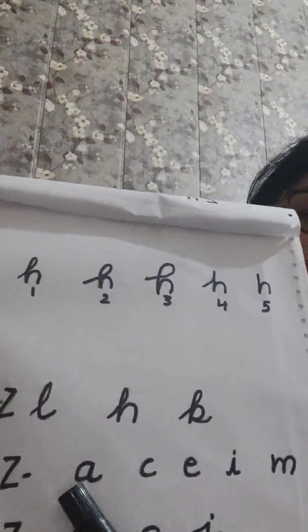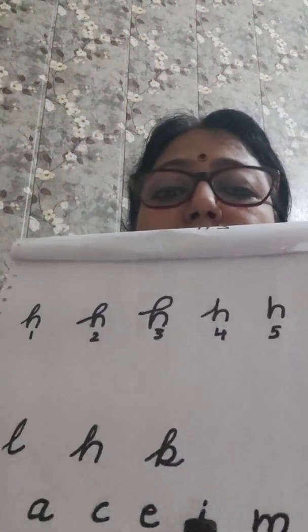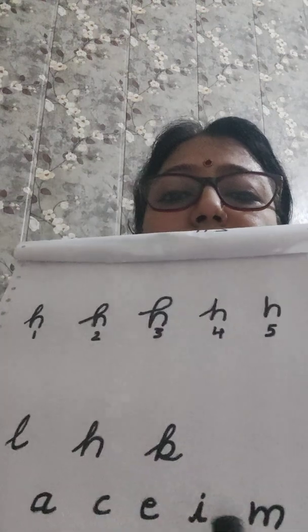And the next thing is, middle zone letters are, like suppose I have written here some letters. They are middle zone: A, C, E, I, M. These are middle zone letters. So Hindi is a middle zone dominating handwriting.